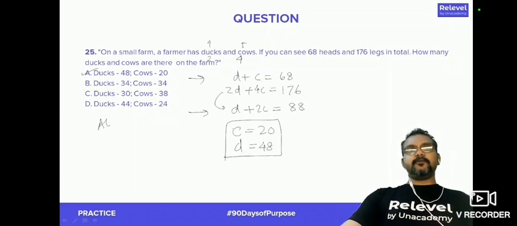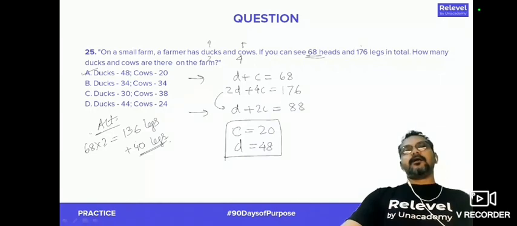Alternative way of solving this is, let's assume that all 68 are ducks. So that would give me 68 times 2, 136 legs. But you have 176. You need 40 extra legs. How will you get it? Every duck, if you convert to a cow instead, you are adding 2 legs to it, right?